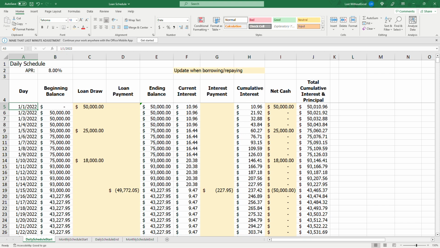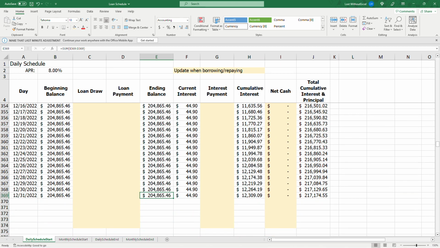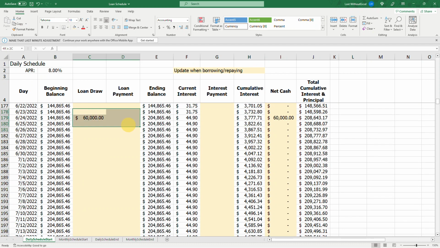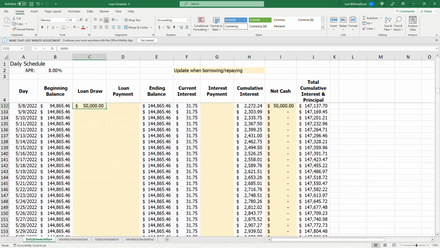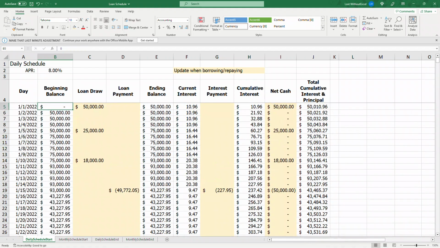if we were rolling this over to 2023, my beginning balance would just be whatever my ending balance was here, this 204 and change, and then I would delete all of the values in these colored cells, and then I would have my schedule for the next year. But in this example, I'm just going to assume that what we're after is a schedule for 2022. So that's it for the daily schedule.